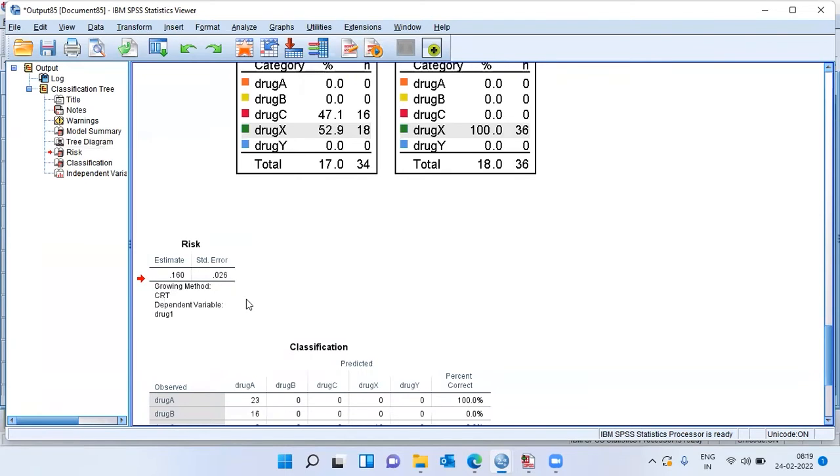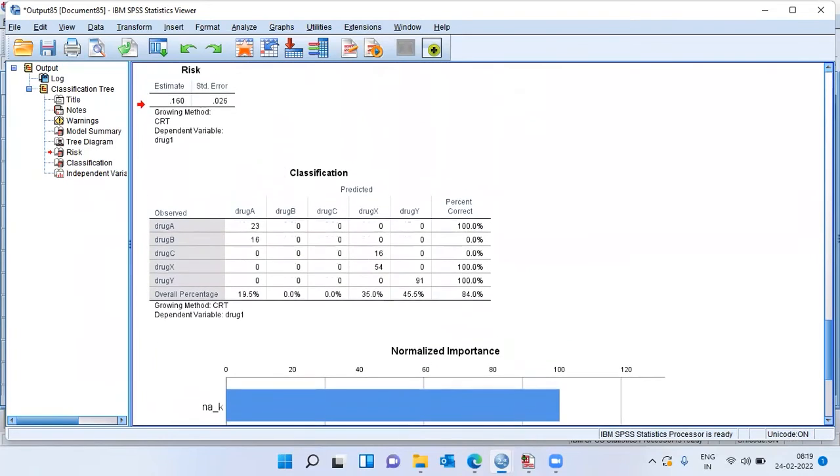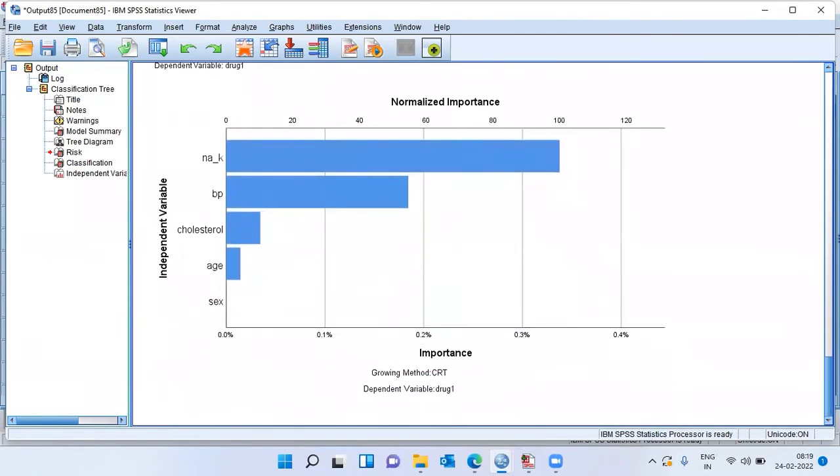84 out of 100 patients will be administered the right drug. 16 out of 100 patients will be receiving the wrong drug. So this is the message that I get when I look at the risk estimate. Now, let us also look at some of the other important information here.